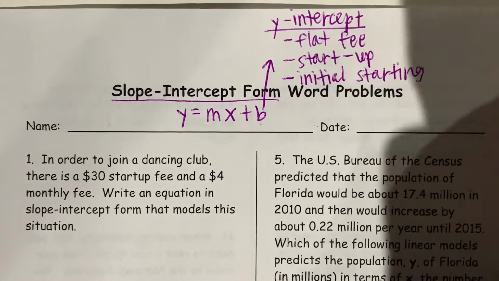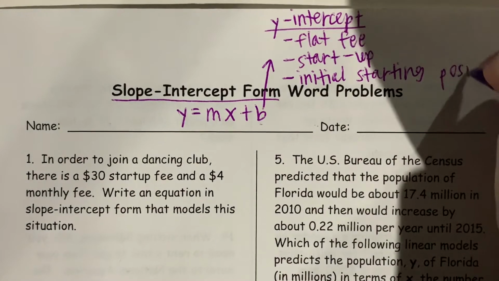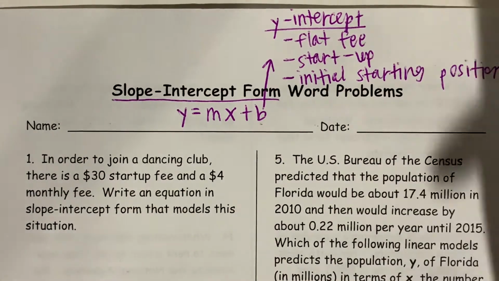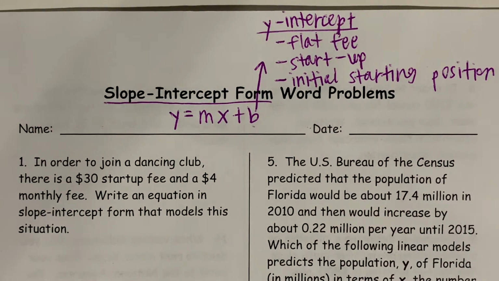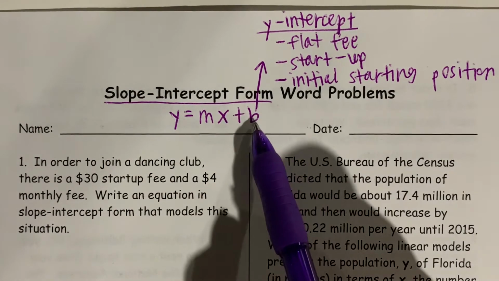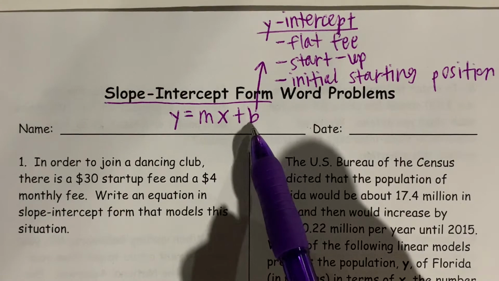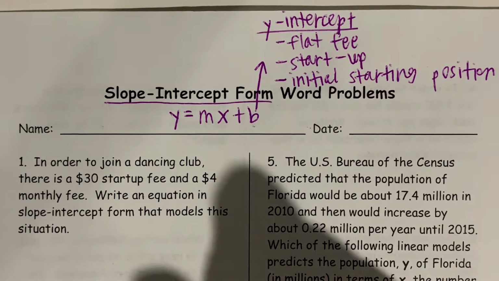Initial starting position. Your y-intercept is always where you start. And if you think back to graphing, that makes sense. We always had to start on our graph at our y-intercept or where the line crosses our y-axis.